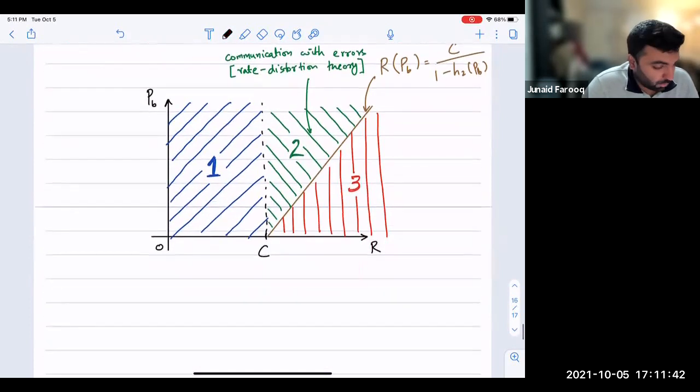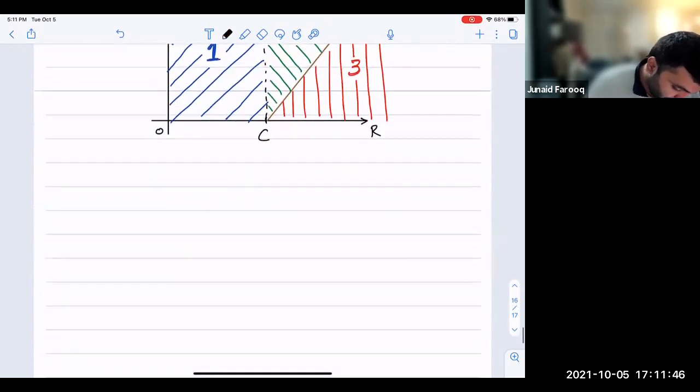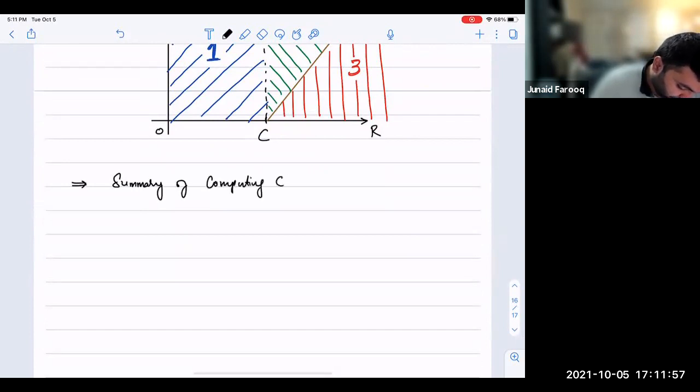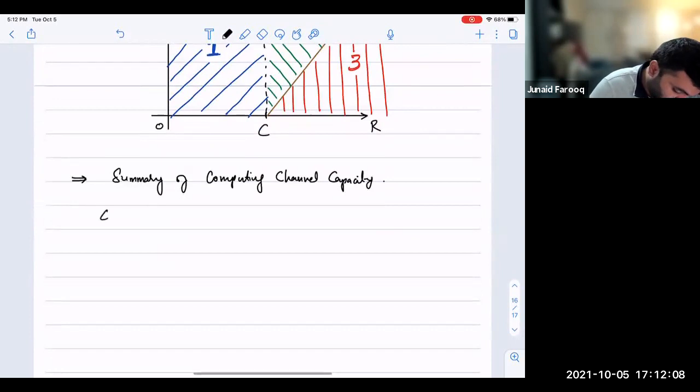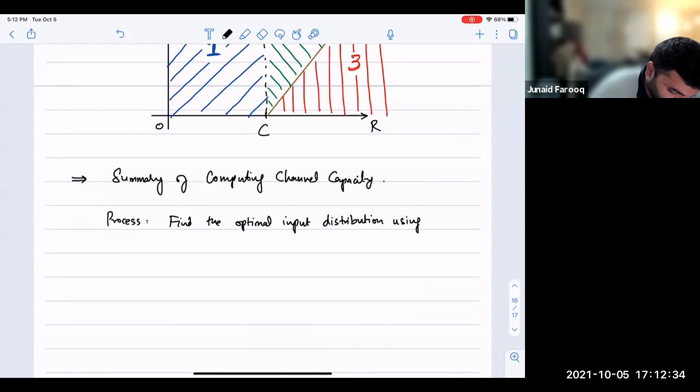So before we end our discussion, I will just write a summary of how to compute channel capacity. So the goal, or the process, I will say, is to find the optimal input distribution using derivatives.